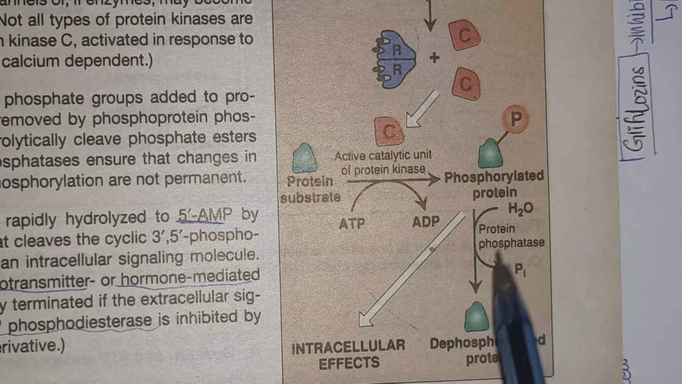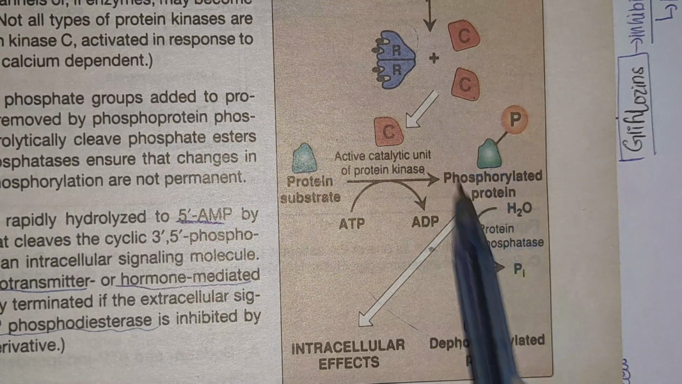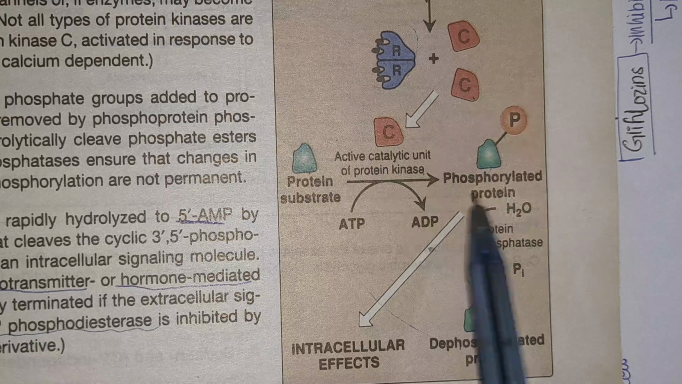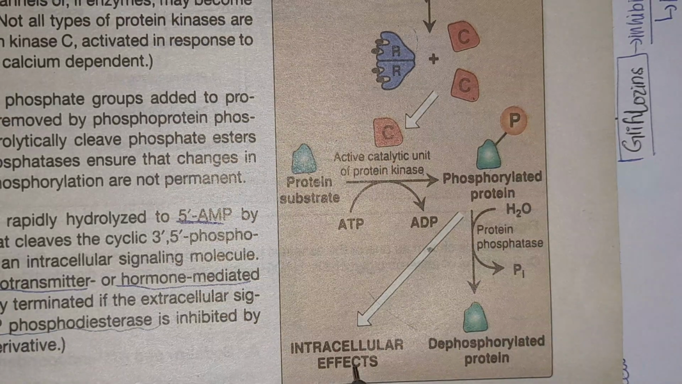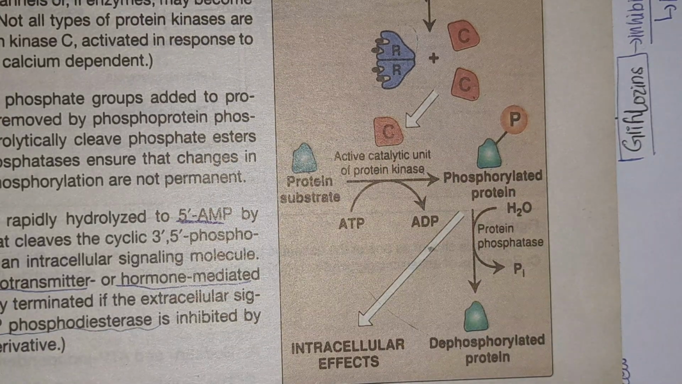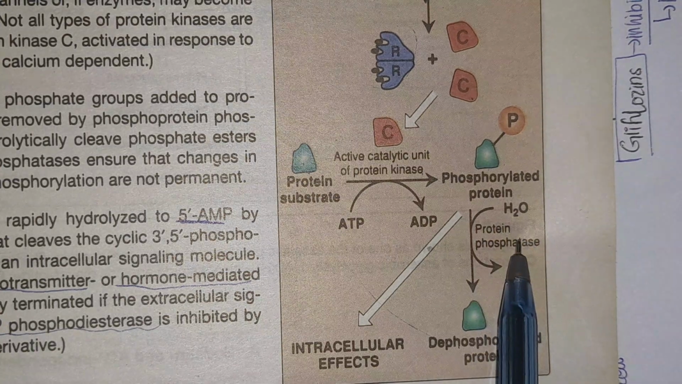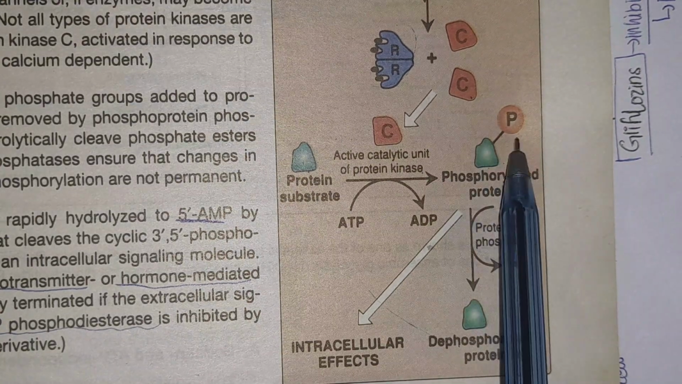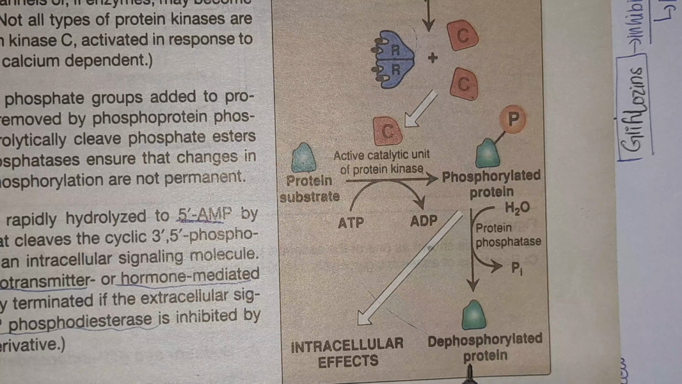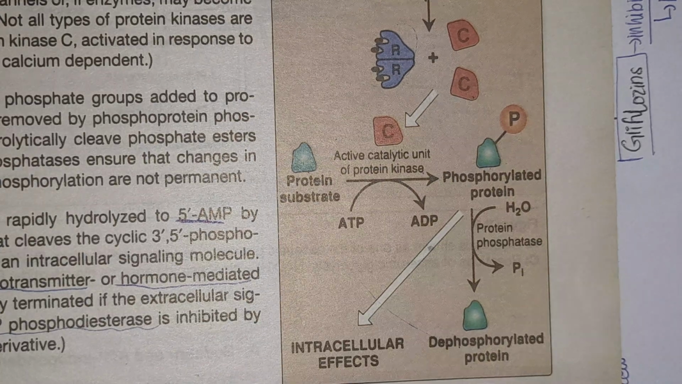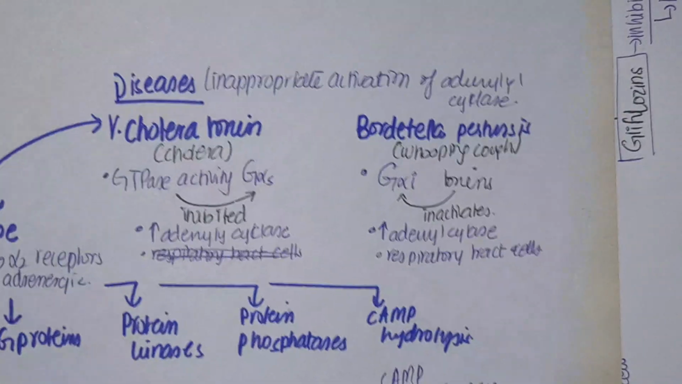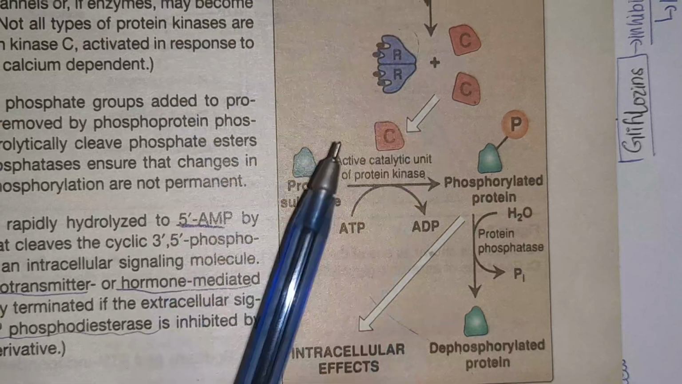Now, why was this phosphorylated protein required in the first place? It was required to produce intracellular effects, but as soon as the effects are not needed, or after a particular time, the phosphatase is going to act, it will remove this phosphate group and we will get our original dephosphorylated protein.